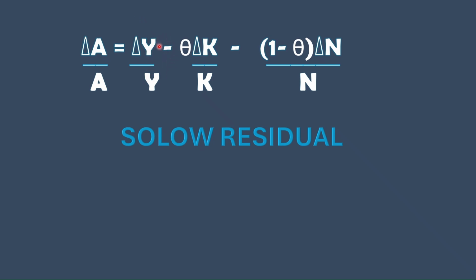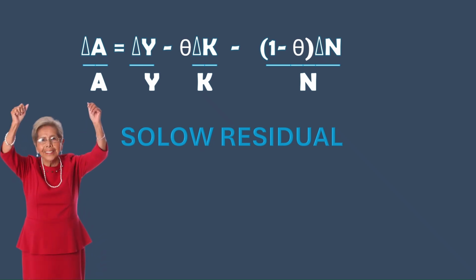And notice all of your signs are negative for the Solow residual. The Solow residual is the equation when we want to refer to a change in technology. It's very important. And all you're doing is you have the change in Y divided by Y minus theta times the change in K divided by K minus 1 minus theta times the change in N divided by N. And there you have it. That's your Solow residual.